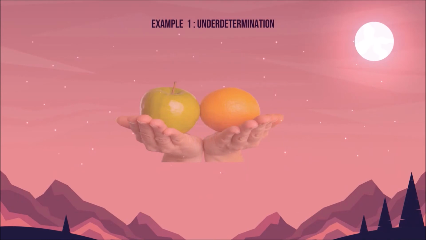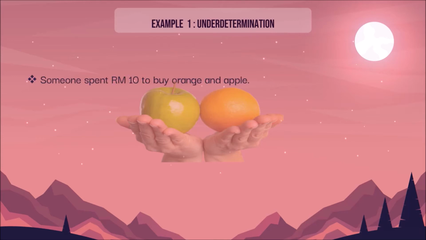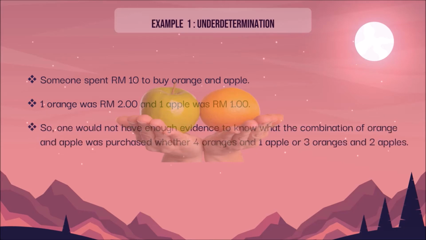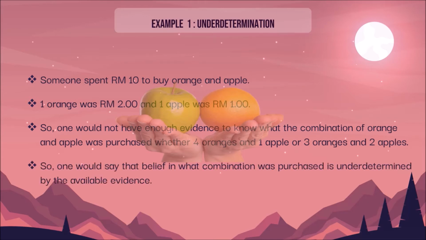Next, we move on to an example of underdetermination. For example, someone spent 10 ringgit to buy oranges and apples. One orange costs 2 ringgit and one apple costs 1 ringgit. So, one would not have enough evidence to know what combination of oranges and apples was purchased, whether 4 oranges and 2 apples or 3 oranges and 4 apples. So, one would say that belief in what combination was purchased is undetermined by the available evidence.